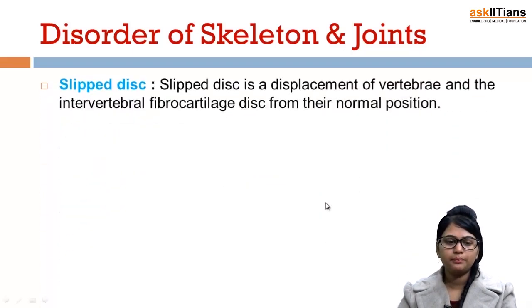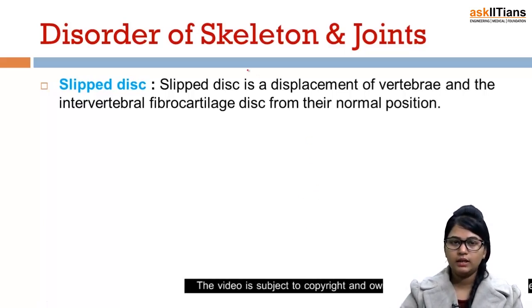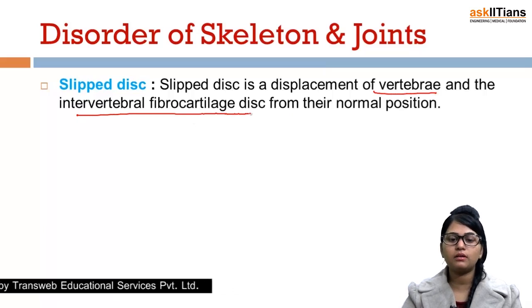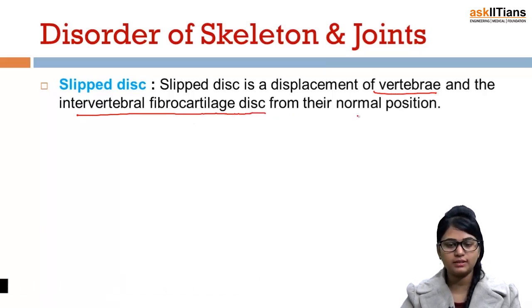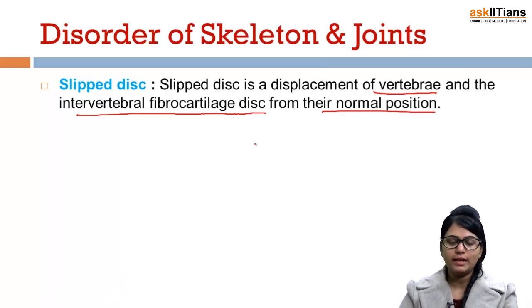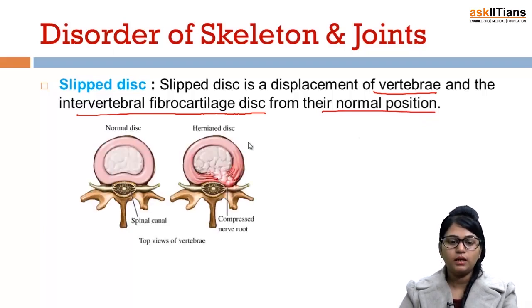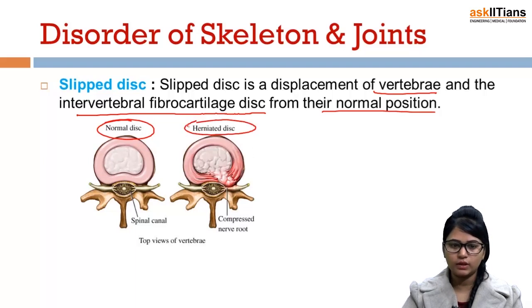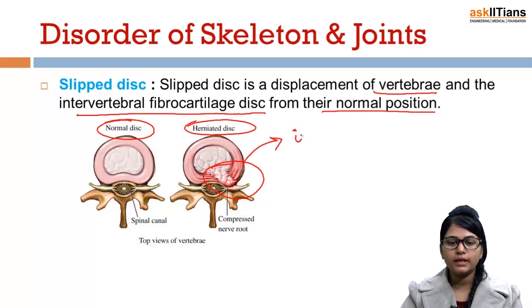Next comes slip disc. Slip disc is displacement of vertebrae and the intervertebral fibrocartilage disc from their normal position. This is a very painful situation. Okay, so in this what happens? You can see in the diagram, this one is the normal disc and this one is the herniated disc. Here you can see there is displacement between vertebrae and intervertebral fibrocartilage.